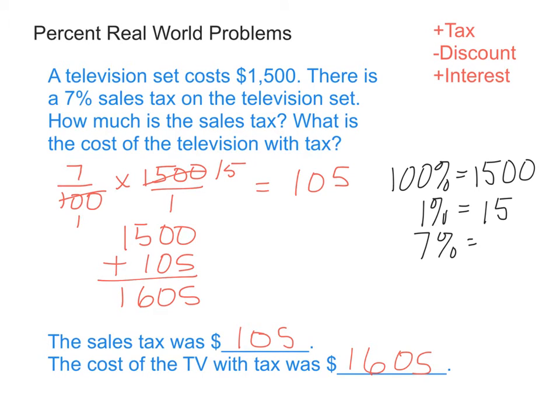Or using the 100% method, 100% of the cost was $1,500. So to find 1%, we take 1,500 divided by 100, which gives us 15. And then 7 of those 1% would be 15 times 7, which gives us the 105, just like we got there. And then we'd still add it on like we did here to get our 1,605. So again, you pick the method you like the best.